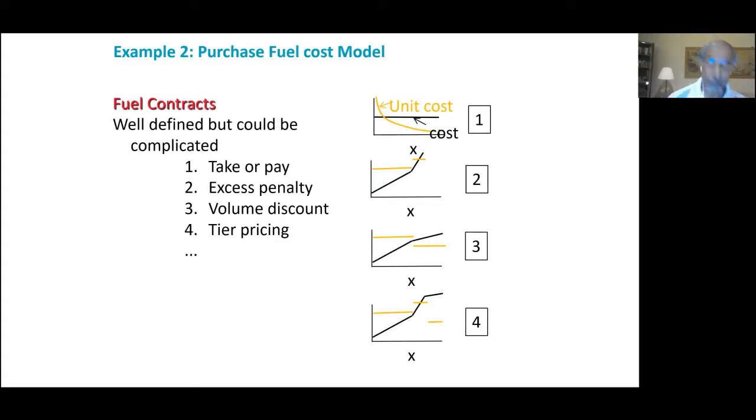Again, I'm advocating we go all the way to the fence, so we're dealing with contracts. Contracts can be complicated. Here are some examples. The one we're going to discuss is called volume discount. If you purchase fuel above a given amount, then you get a price discount. So the supplier seems to have surplus fuel and wants to incentivize you to buy more. Let's see how we're going to model that.